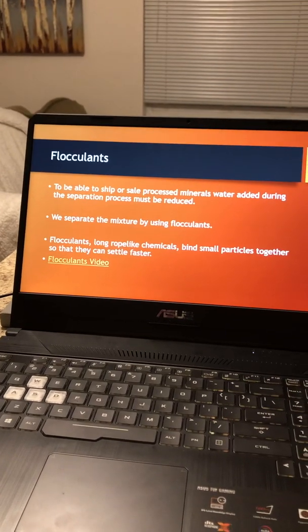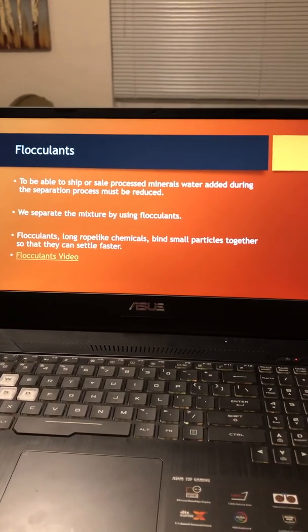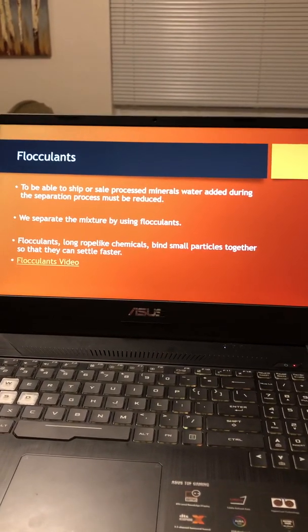Because those particles are so small, things like evaporation would take so long, and for them to settle on their own would just take too long. That is not very economical for the company. So we add another chemical called flocculants, which are even longer chains than those soaps, and they act like a little lasso that grabs all these different microscopic particles and binds them together so that they can sink faster. And we're going to show you a video of how they look in use.